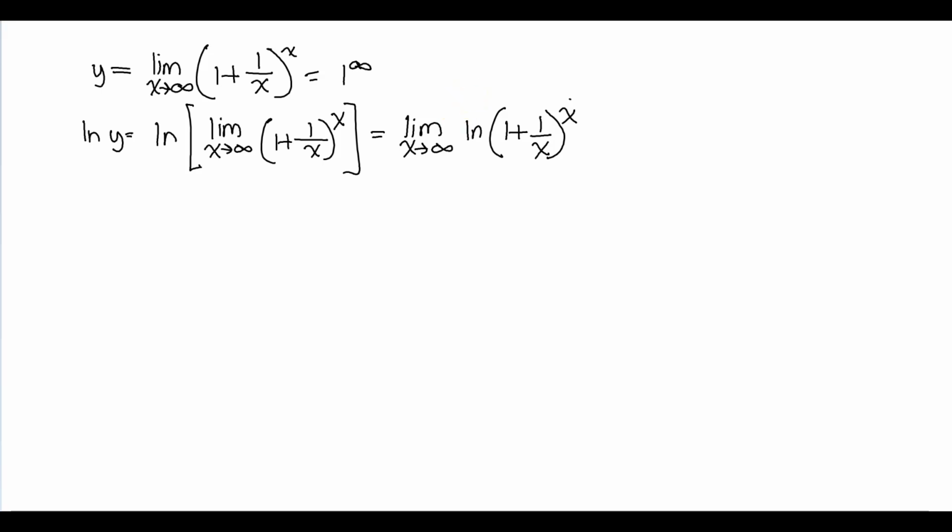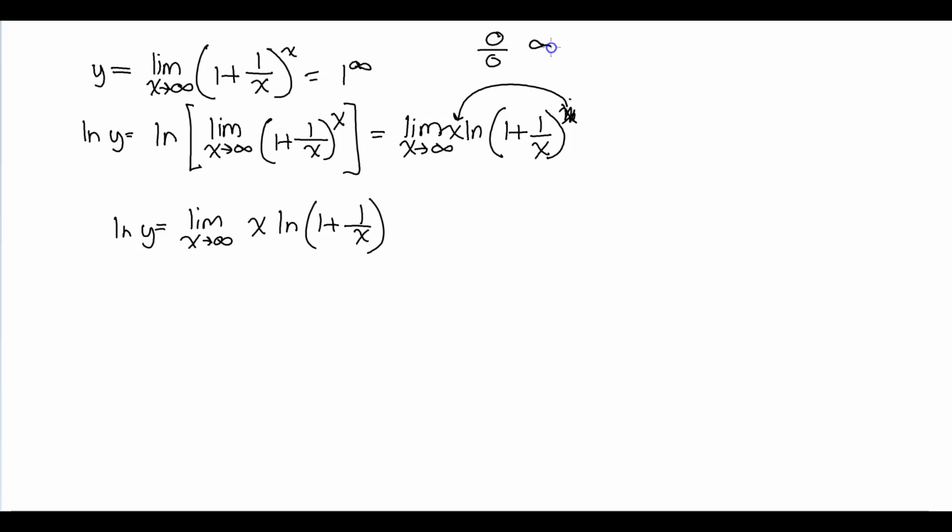So what you can do now is, let's see if we can evaluate. Before we do that, we can bring this over here. So ln of y equals the limit as x approaches infinity of x times ln of 1 plus 1 over x. So we have 0 times infinity. However, let's see if we can bring it into a form in which we get either 0 over 0 or infinity over infinity.